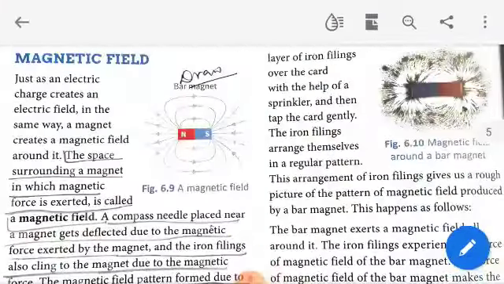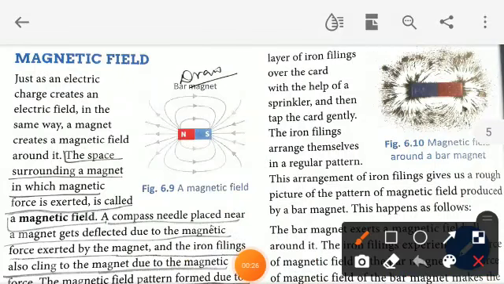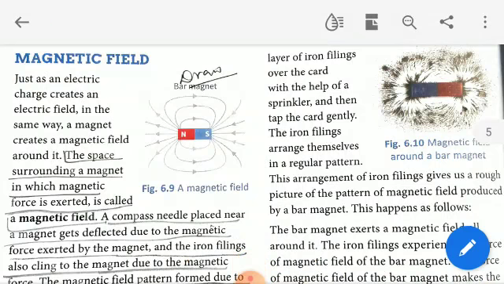So here you can see this is the magnetic field. Just as an electric charge creates an electric field, in the same way a magnet creates a magnetic field. As we have already studied in the previous chapter, a moving charge creates a field. In the same way a magnet creates a magnetic field around it. The space surrounding a magnet in which magnetic force is exerted is called a magnetic field.